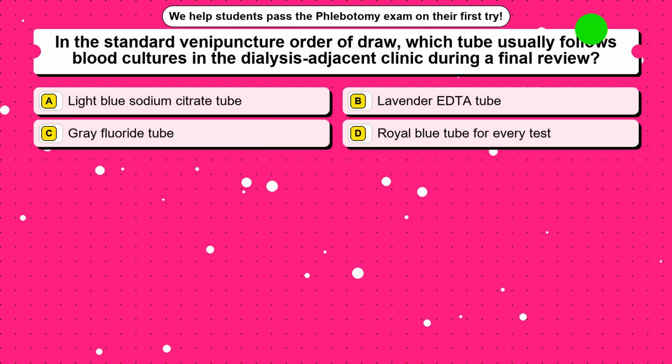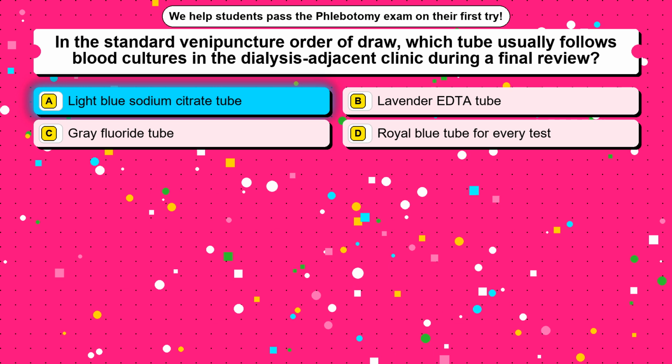Question 12. In the standard venipuncture order of draw, which tube usually follows blood cultures in the dialysis adjacent clinic during a final review? Option A, light blue sodium citrate tube. Option B, lavender EDTA tube. Option C, gray fluoride tube. Option D, royal blue tube for every test.